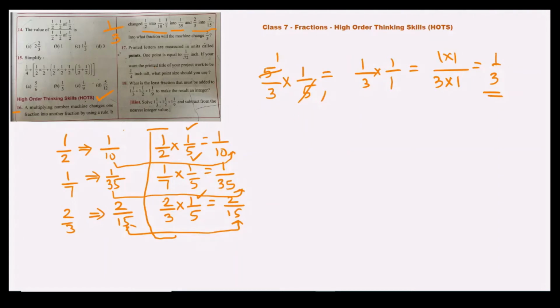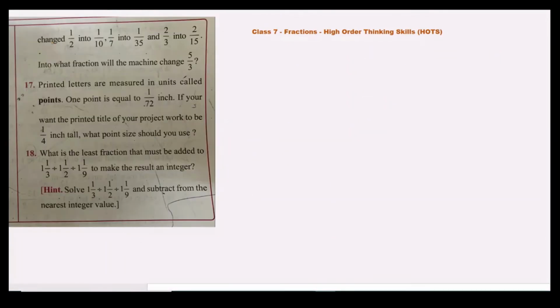That means the given fraction 5 by 3, if you input this 5 by 3, it changes into 1 by 3 because of the common rule that is available. What is the common rule? Multiply by 1 by 5. I hope you understood. Let's move to the next problem.